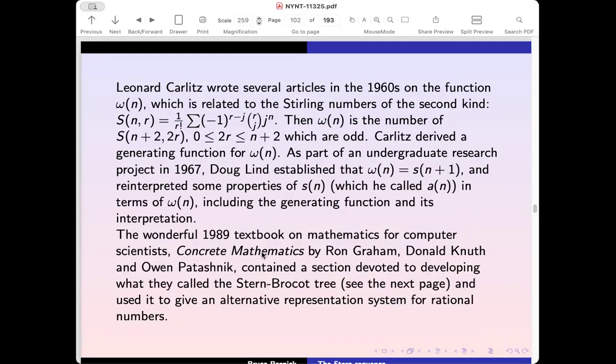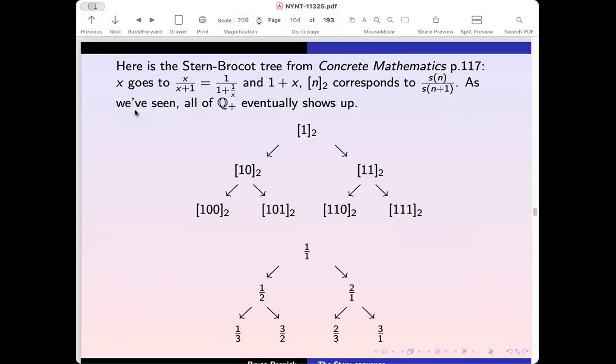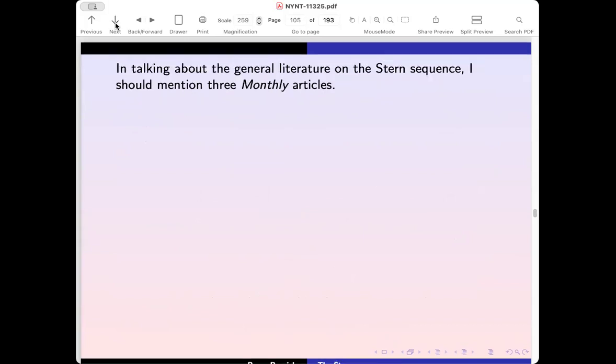This wonderful book, Concrete Mathematics by Graham, Knuth, and Patashnik, contained a section devoted to developing what they call the Stern-Brocot tree. There it is. And somebody was asking me about the Calkin-Wilf tree. Well, this was about 10 years earlier. It's really the same thing. And then every rational appears here.